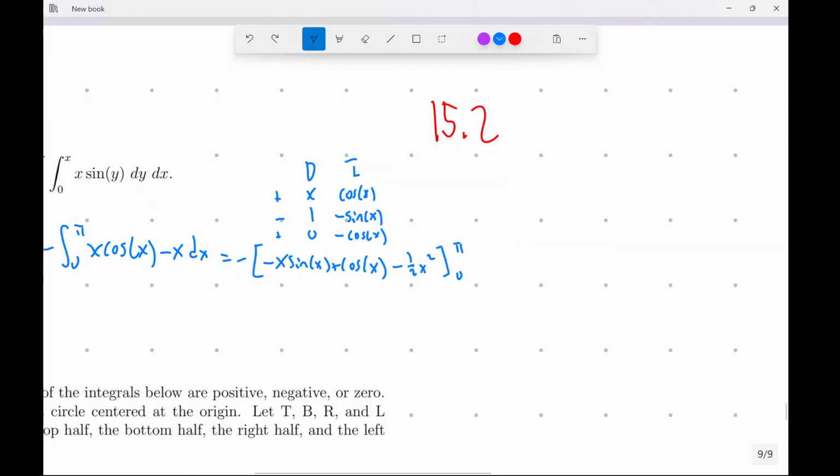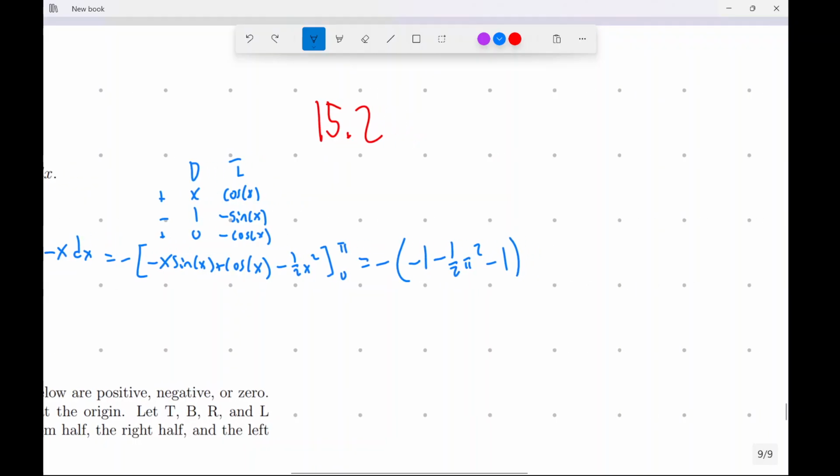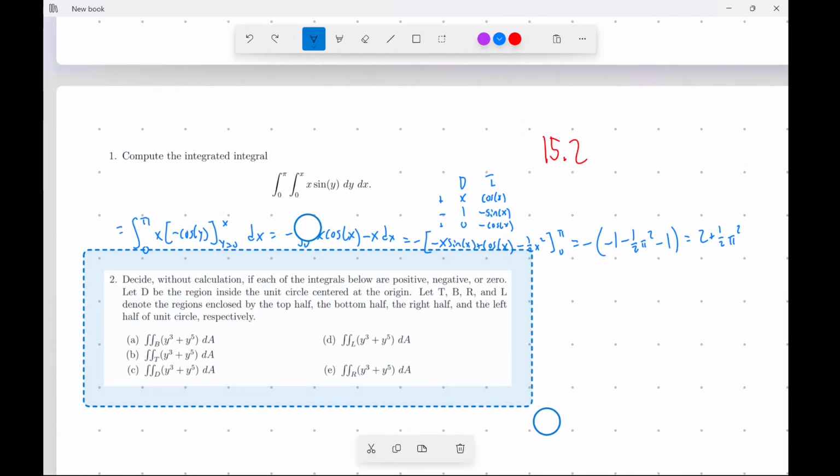Okay, so let's see. When x is pi, sine of pi is 0, so that one goes away. Cosine of pi is negative 1, minus 1/2 pi squared. When x is 0, x sine of x is 0. Cosine of x is 1, so I'll subtract 1. And that last term is 0. So this is equal to 2 plus 1/2 pi squared. Okay, that one wasn't too bad, just some integration by parts, but otherwise direct integral.